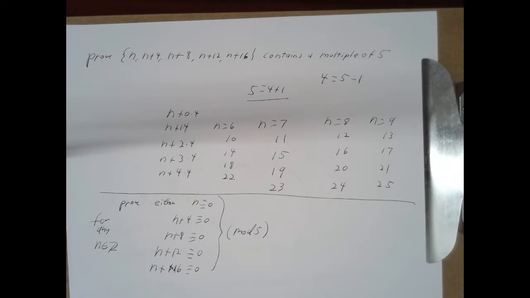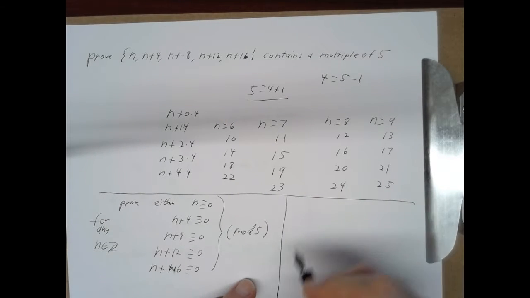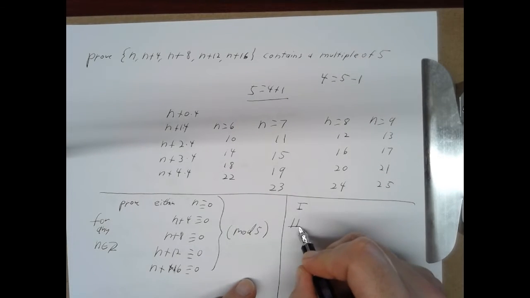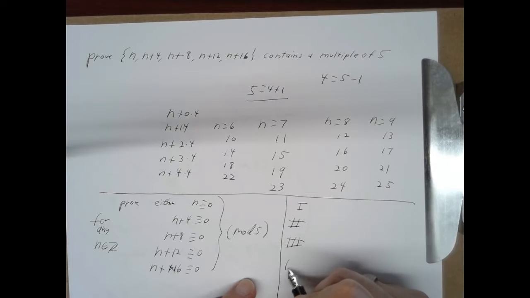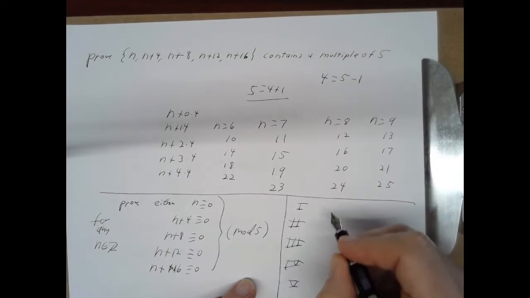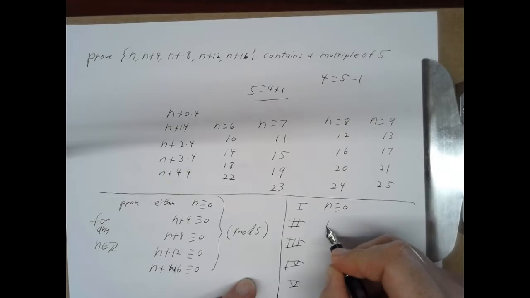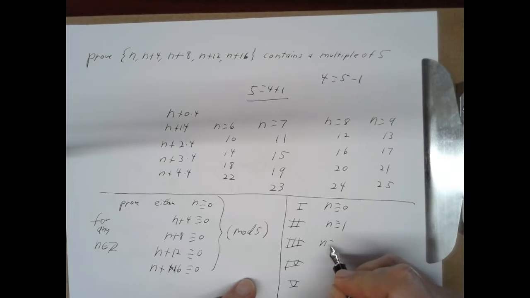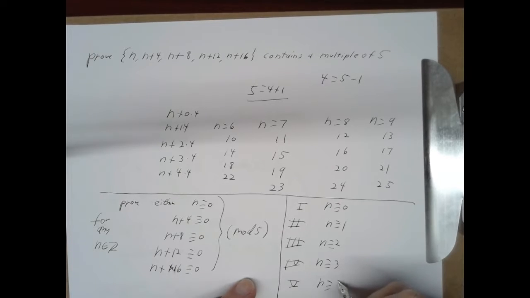So we can rephrase this problem for any integer n and prove that either n is congruent to 0, or n plus 4 is, or n plus 8 is, and so on. Again, we can break it into 5 cases. N itself could be congruent to 0, 1, 2, 3, or 4.